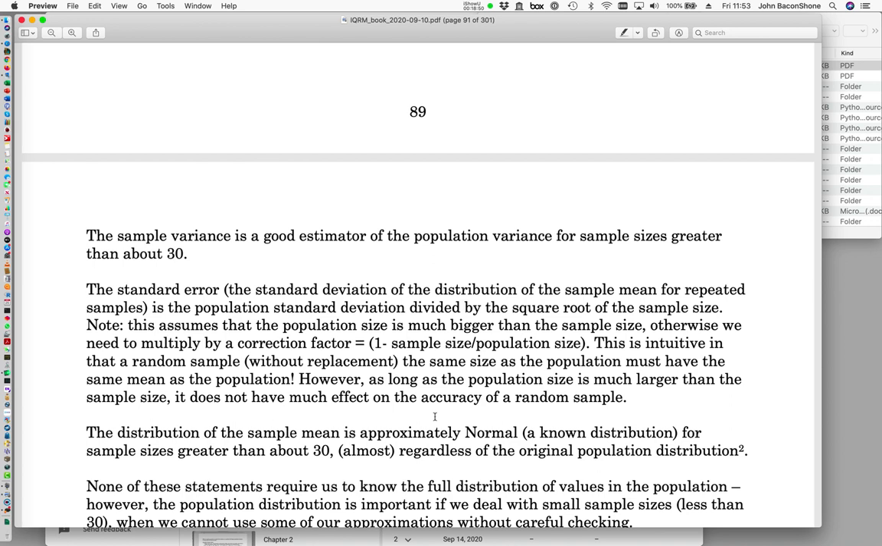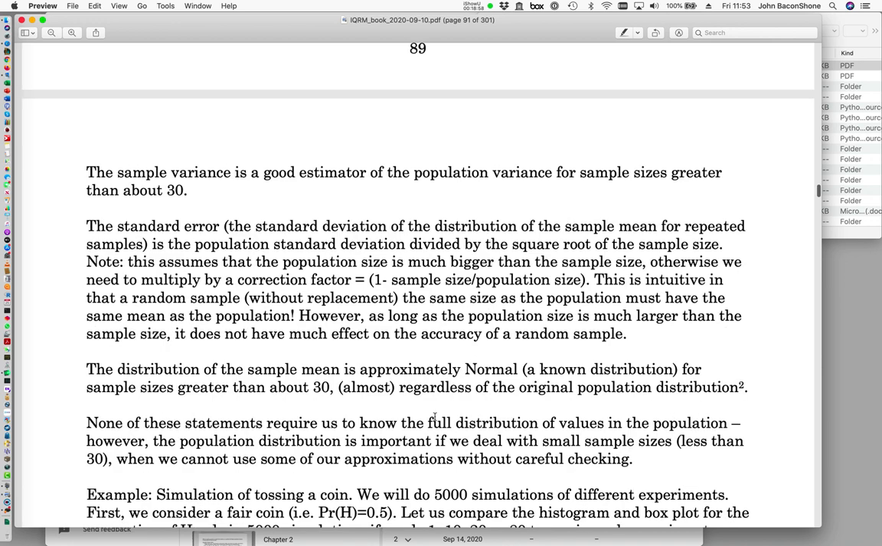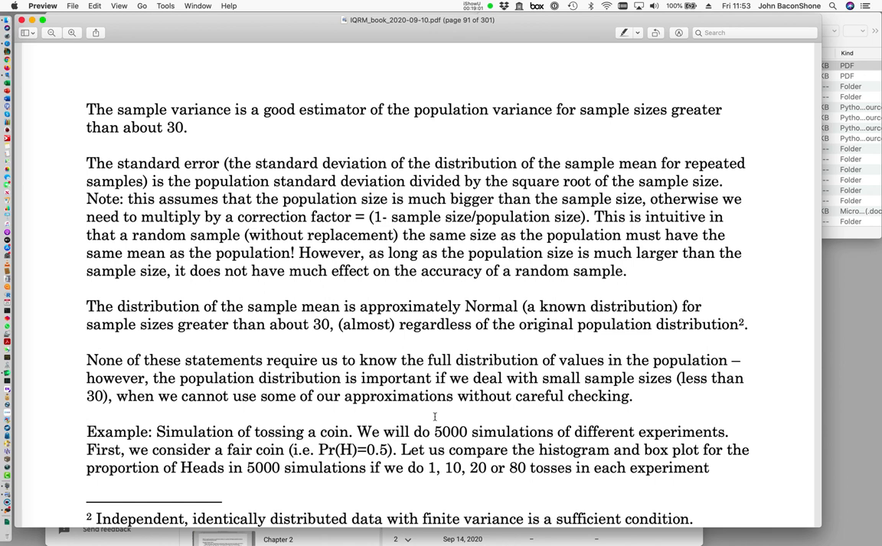Okay, so what about the sample mean? It turns out that we can actually say something about the approximate distribution of that sample mean. It's approximately what we call a normal distribution with a capital N, meaning a known probability distribution, as long as the sample size is not too small. So if the sample size is greater than about 30, almost regardless of the original distribution, the sample mean has this approximate distribution.